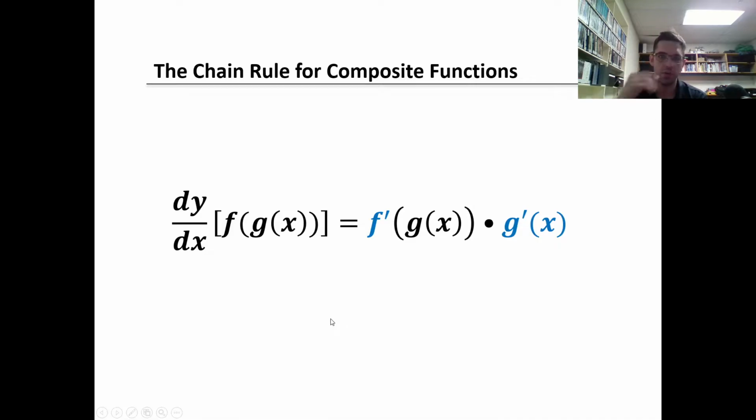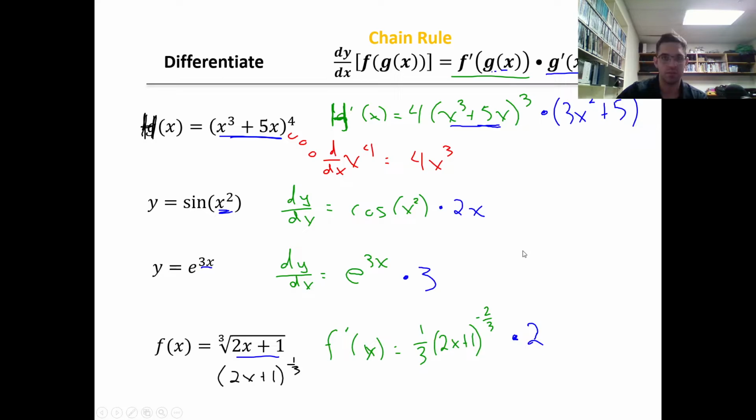Okay, so here's the chain rule. If I take the derivative of a composite function, it is equal to the derivative of the outer function, where the input, the g of x inside of it, does not change. We just take the derivative of the outside function, so f prime of g of x, and then we multiply that by the derivative of the inside of the function. So f prime of g of x times g prime of x. Let's talk about what that looks like with some examples.